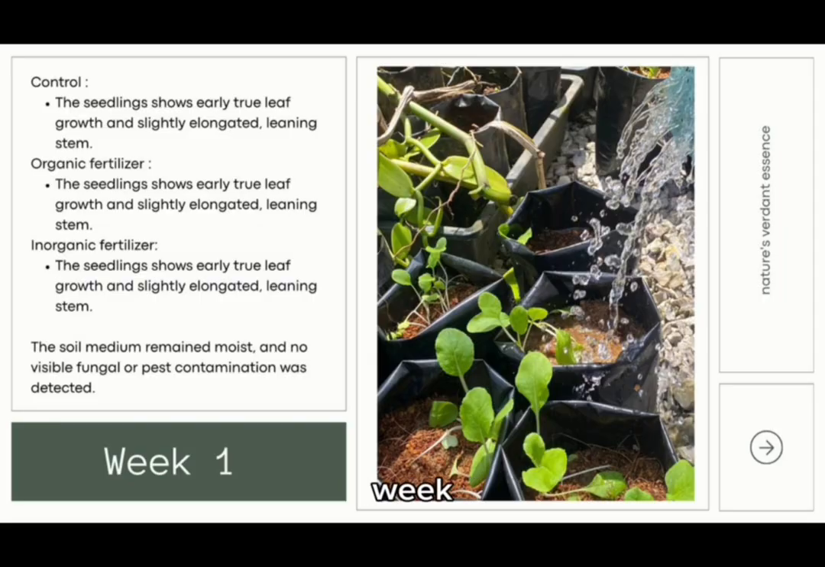During the first week, we moved all the successfully germinated seeds into polybags. The polybags were arranged according to the treatment labels and placed under the shading net. We also irrigated the plants daily, applied fertilizer once a week, and collected the data at the end of the week.